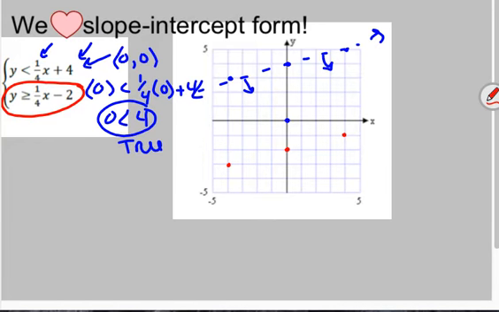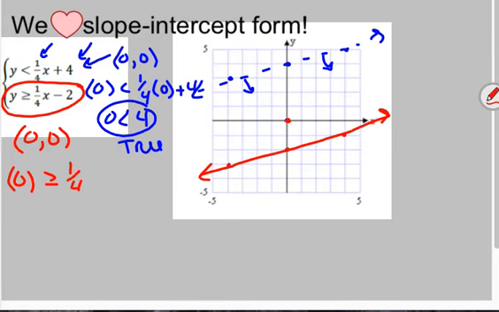This one is a solid line. They are parallel, even though I didn't graph that one very well. Well, check point 0, 0. 0, 0 is above this line, so if it's true I shade above, if it's false I'd shade below. 0 is greater than or equal to 1/4 times 0 minus 2. That means 0 is greater than or equal to -2. That's true.